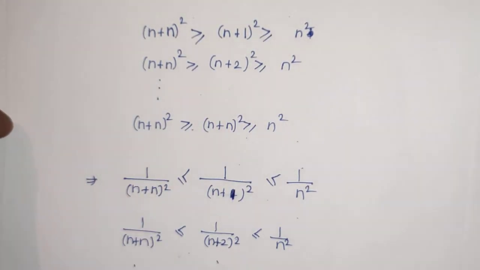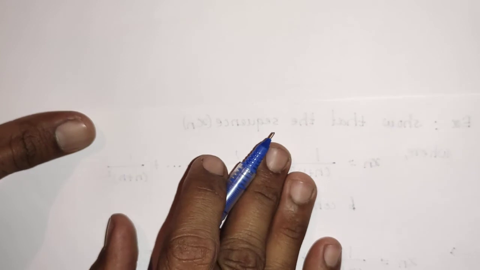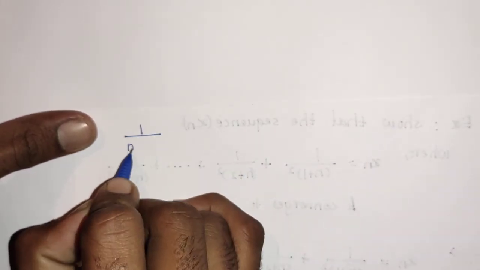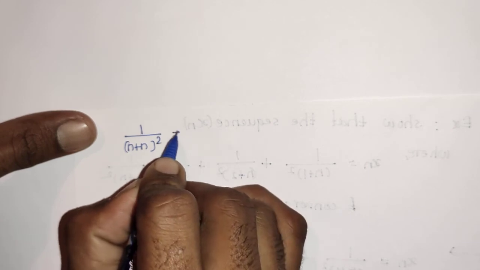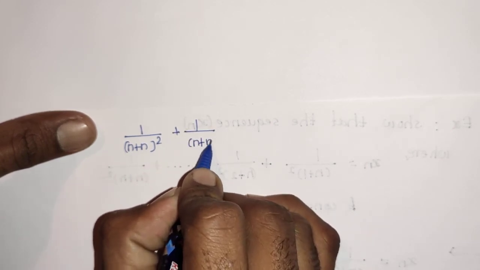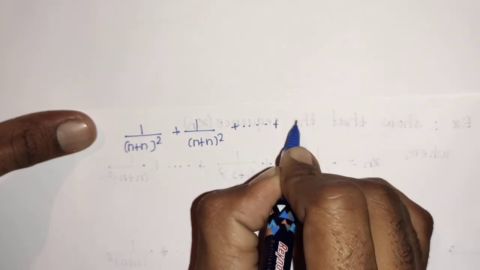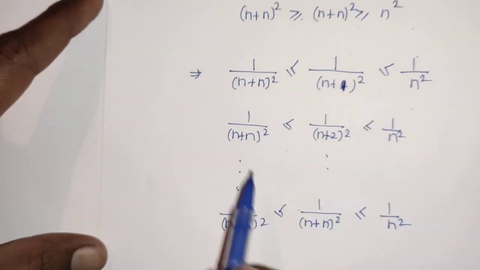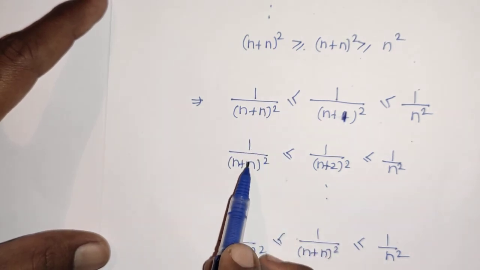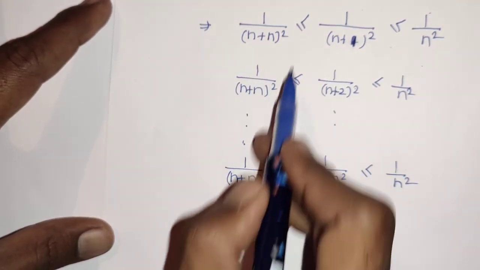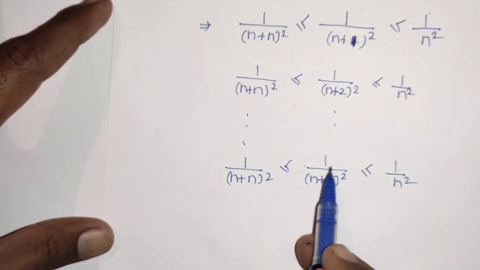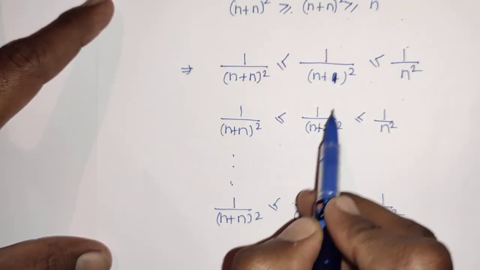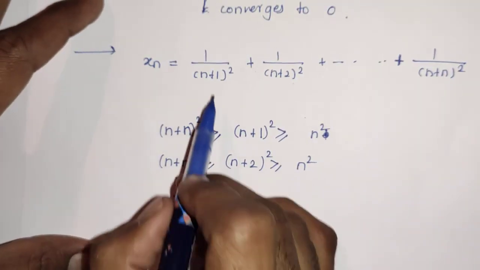Similarly, if we add these, we can get 1 upon (n+n)^2 plus 1 upon (n+n)^2 plus up to 1 upon (n+n)^2, just adding the terms on the left-hand side. So the addition of these terms is clearly less than or equal to the addition of those terms. The addition of these terms is 1 upon (n+1)^2 plus 1 upon (n+2)^2 plus up to 1 upon (n+n)^2, which is xn.